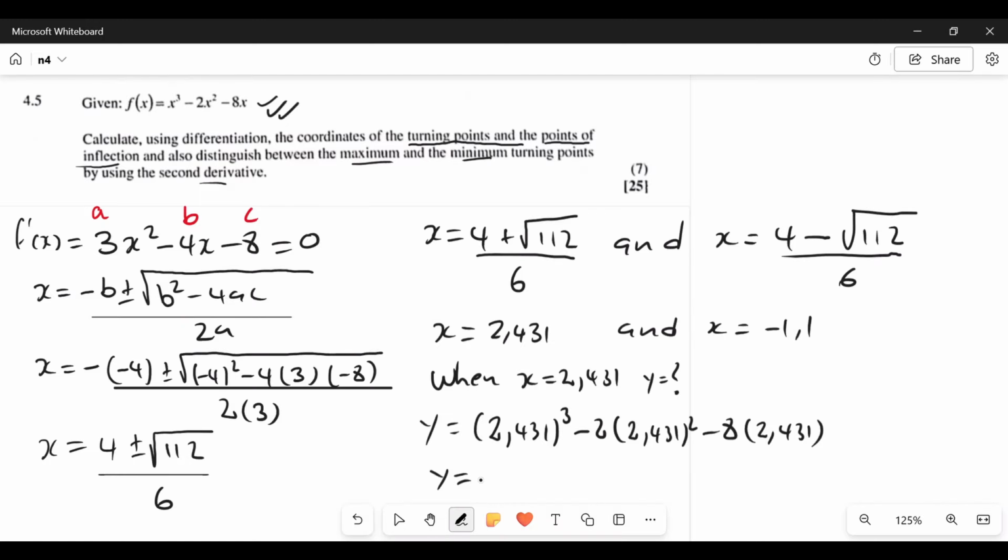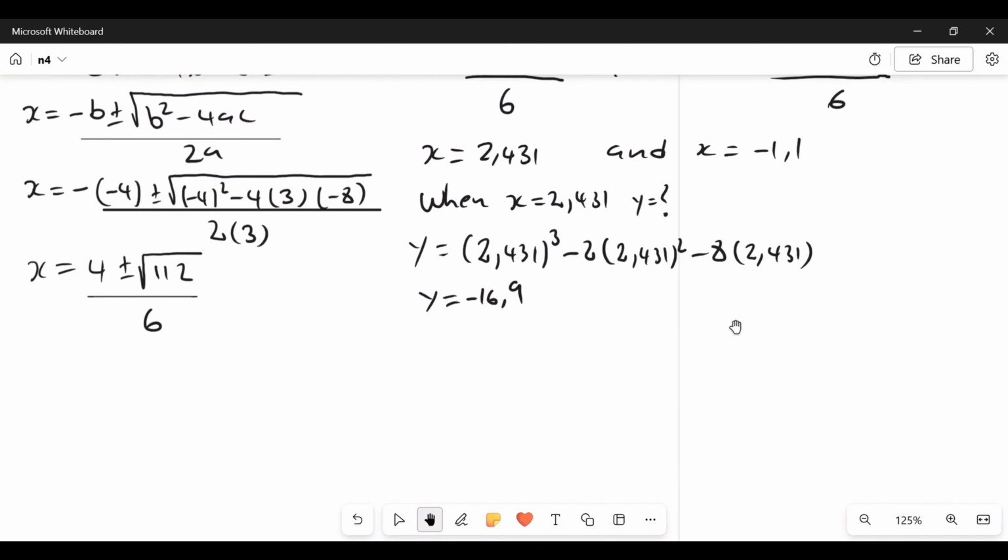So what is our y value? It's going to be negative 16,9. Right, so we already find the value of y when x is equaling to 2,431. So we can call this one turning point 1. Let's call it TP1. So x is going to be 2,431, y is negative 16,9. There we go. So this is our turning point 1 when x is 2,431.